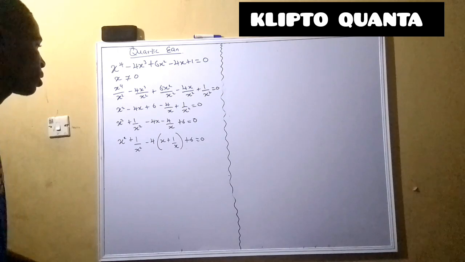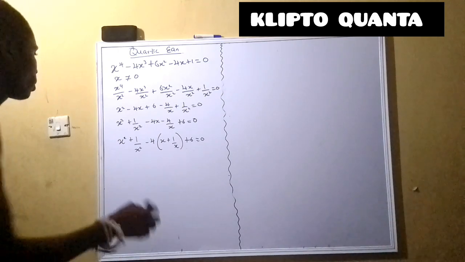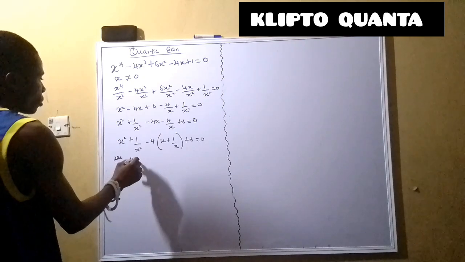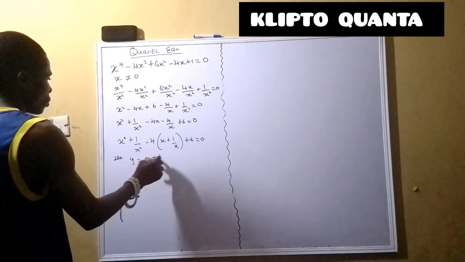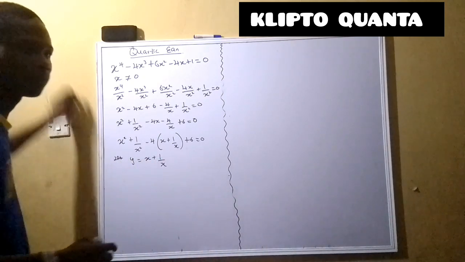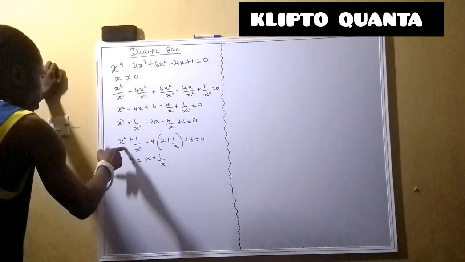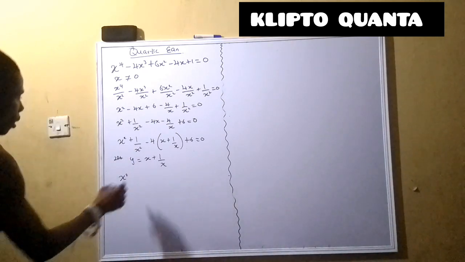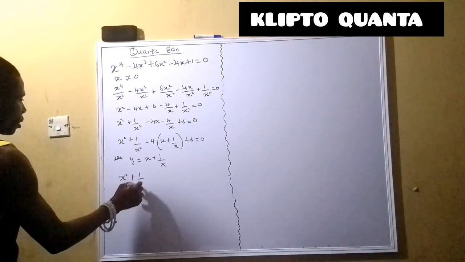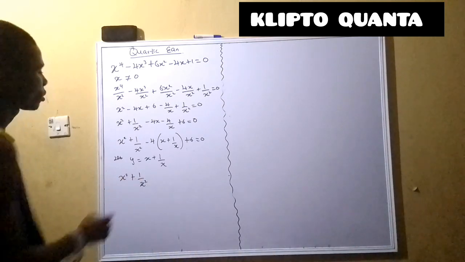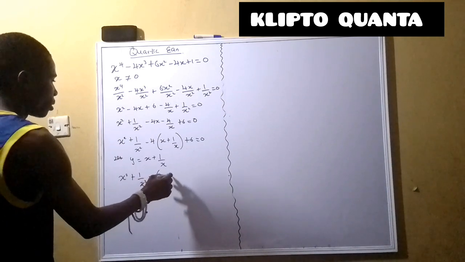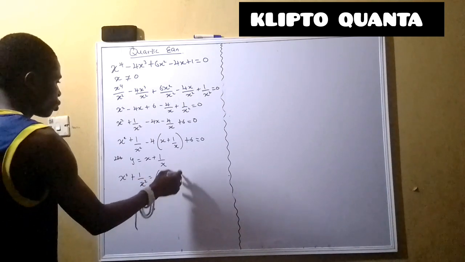So look at what I was saying, guys. Now you can easily say, let y be equal to x plus 1 over x. Now guys, if I look at x plus 1 over x squared, let's assume I said x squared plus 1 over x squared, are you with me, is equal to x plus 1 over x raised to power 2.